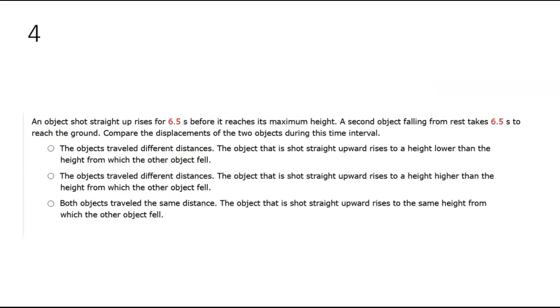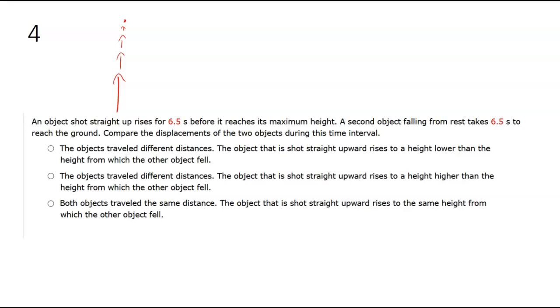So let's look at projectile motion in general, free fall motion in general. An object is shot straight up and it rises for 6.5 seconds before it reaches its highest point. A different object takes 6.5 seconds to reach the ground, and it's falling from rest.